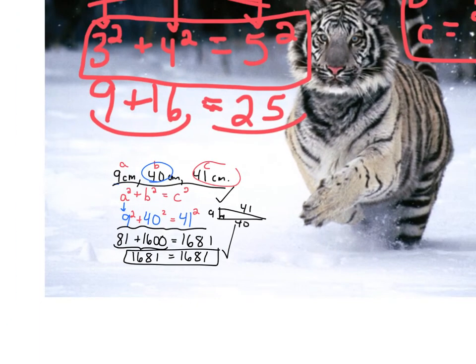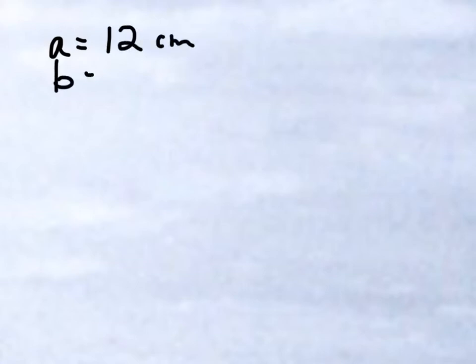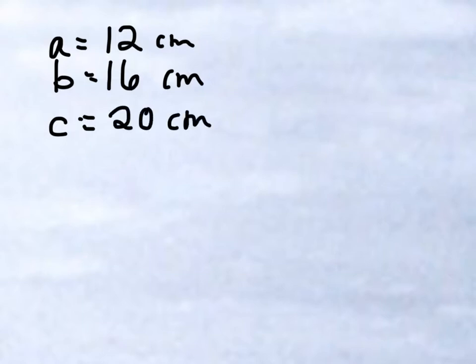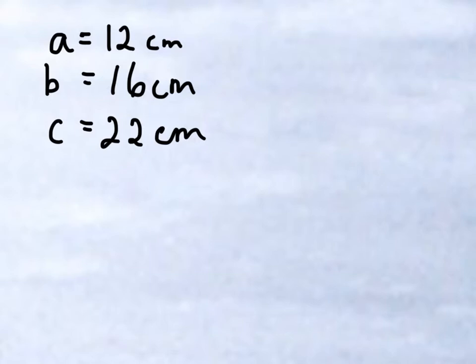Let's take a look at one more example. Let's say we have a triangle, and the side length A has a length of, let's say, 12 centimeters. Side B has a length of 16 centimeters, and side C has a length of 20 centimeters. Actually, sorry, let's make that 22. There we go. Okay, and so the question is, do these numbers form a Pythagorean triple?